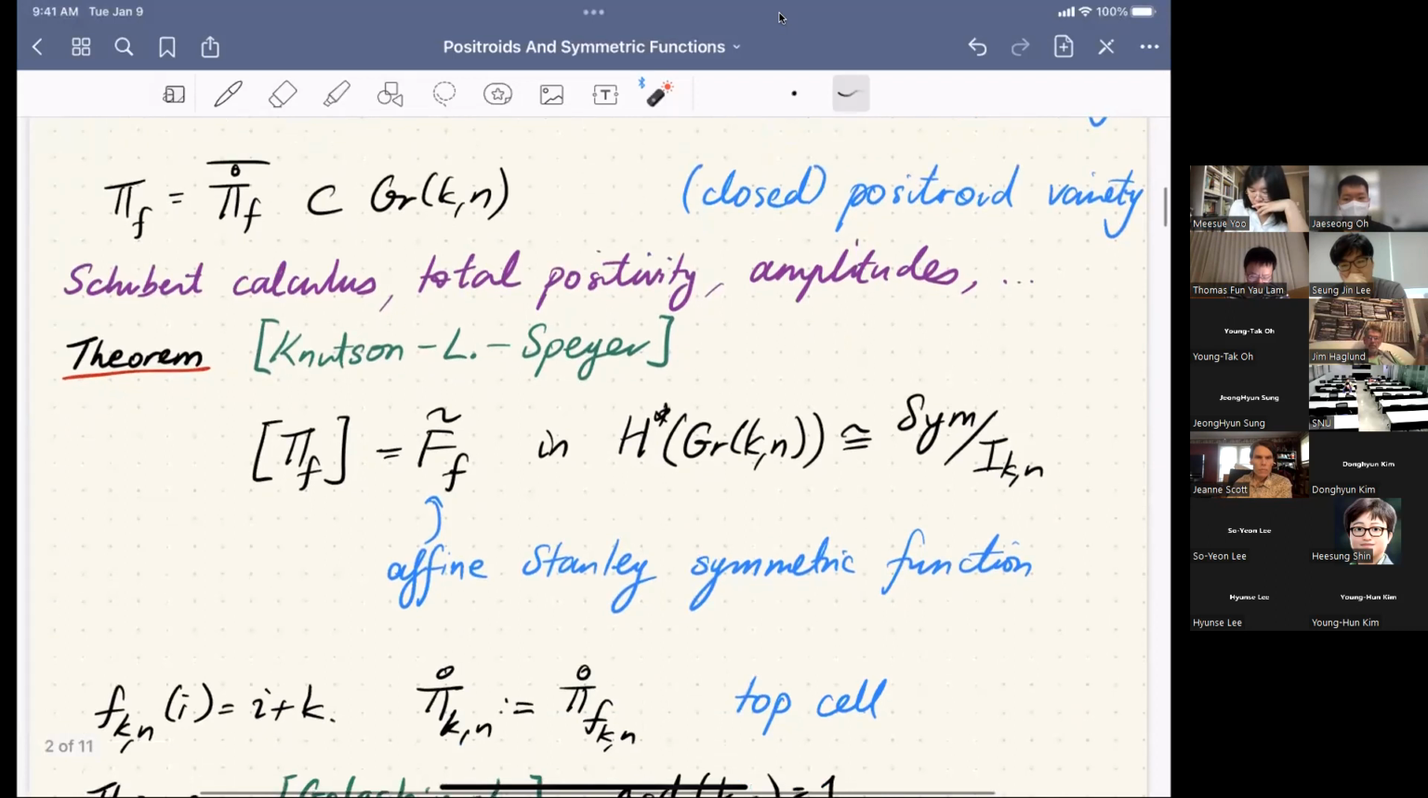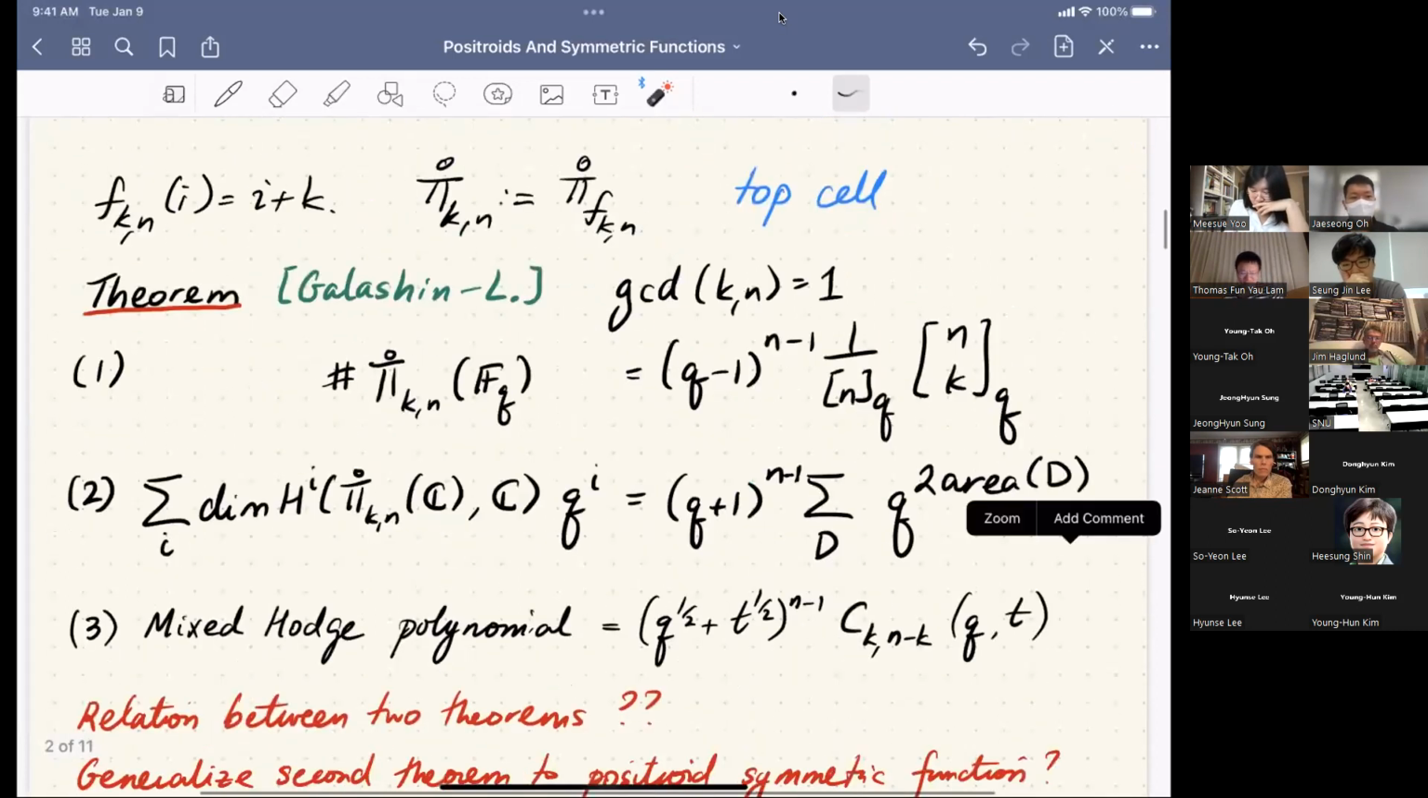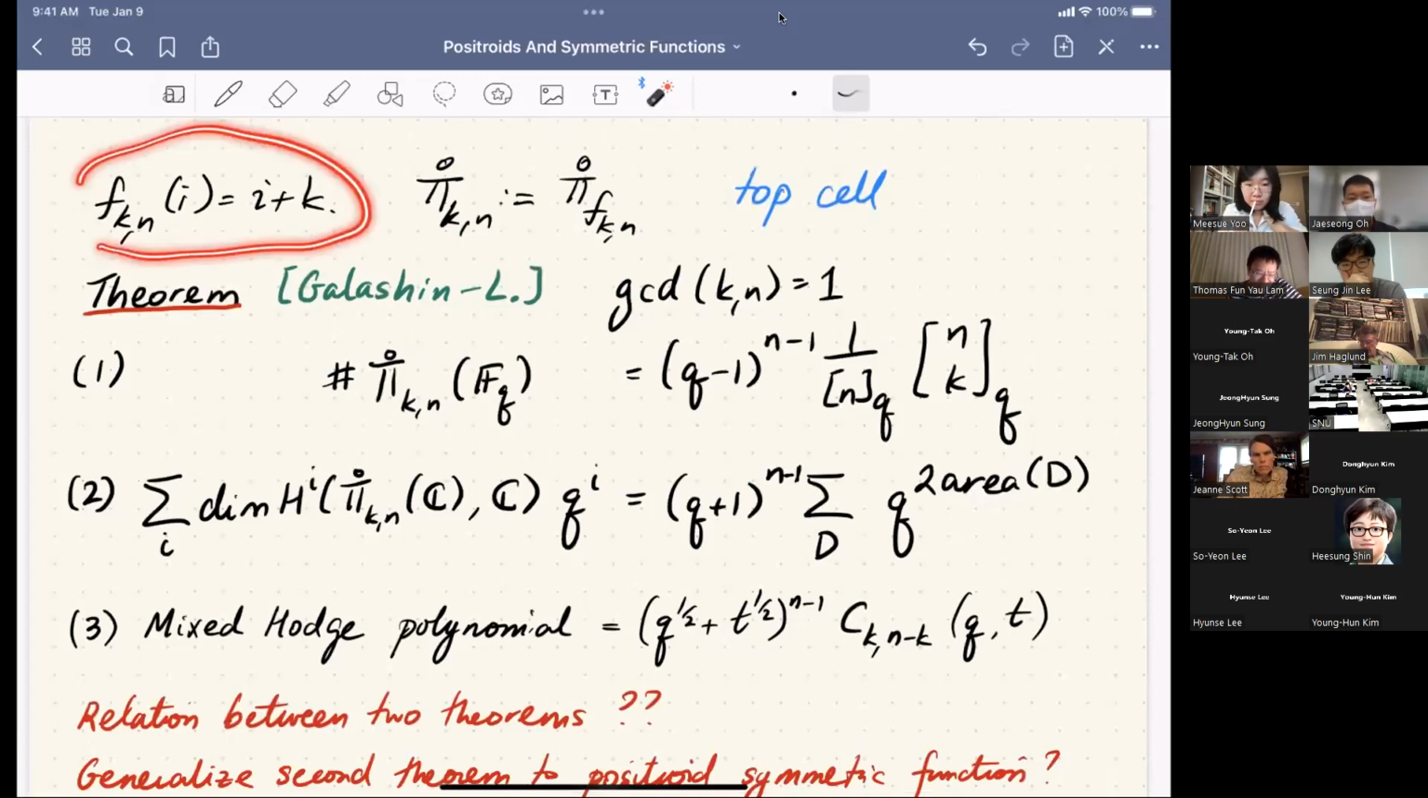But recently with Galashin, we found a different way to see symmetric function combinatorics coming out of a positroid. And I'm going to state this theorem just for a special case. I'm going to take this particular banded affine permutation. This is a bijection from integers to integers, and it's one of the easiest bijections. It just adds k. So if the input is i, the output is i plus k. So that is a particular banded affine permutation.